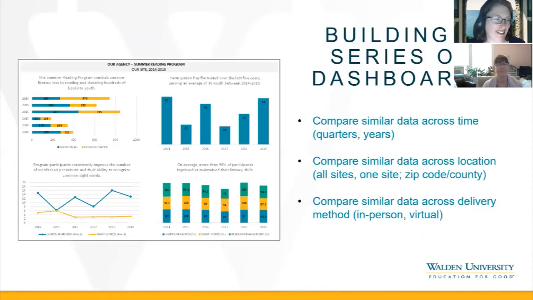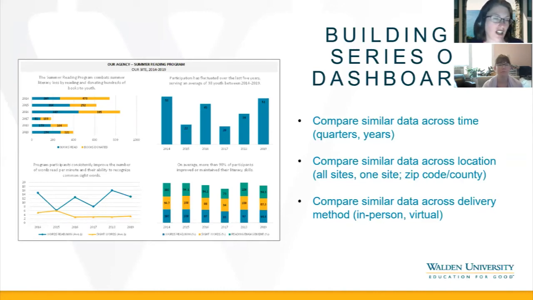Let's look at another dashboard example with our summer reading data. If you create a dashboard layout that works for your agency, you can use it as a template to create a series of dashboards to compare data across time, year to year, or locations, our site versus a different site, or different zip codes or different counties, or delivery methods. Particularly in this time of change, being able to share what has happened in person and what has happened virtually might also be really helpful.